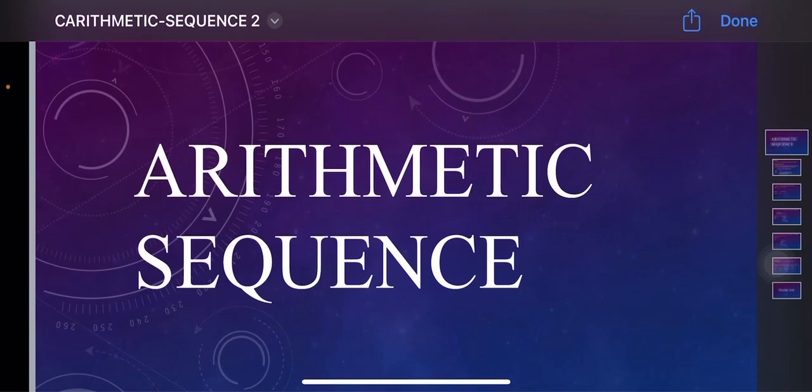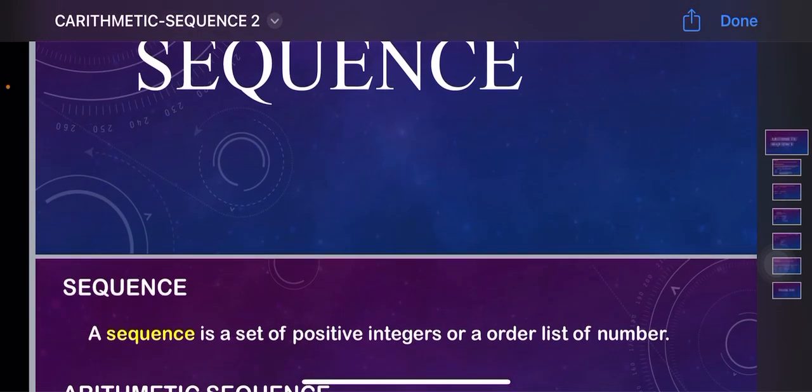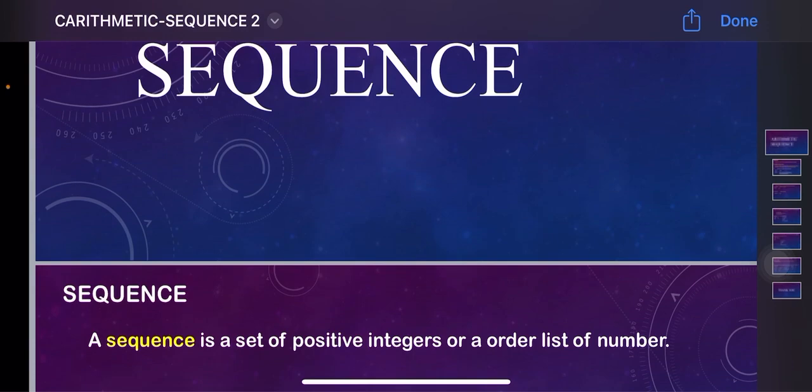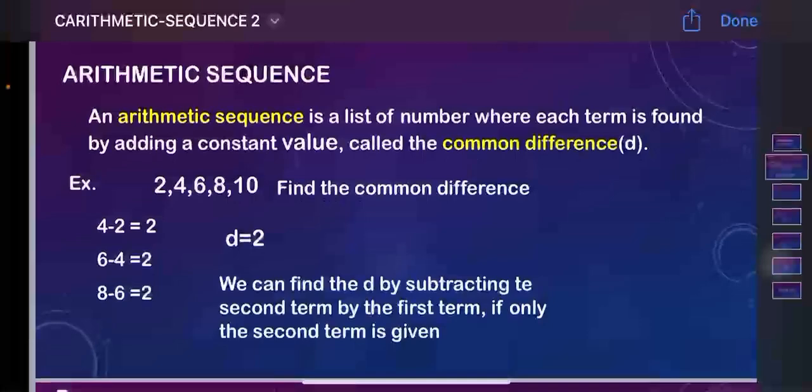So, before we dive into our main topic, let's discuss first what is sequence. Yes, you're right. Sequence is a set of positive integers or an ordered list of numbers. Now that we know the meaning of sequence, we can move to our main topic, which is arithmetic sequence. But what is arithmetic sequence?